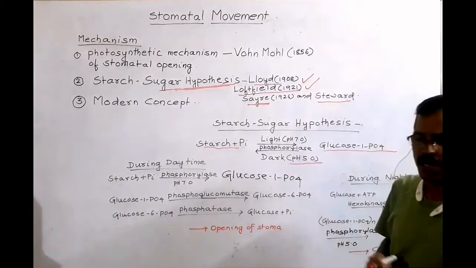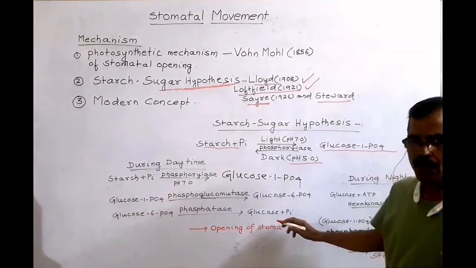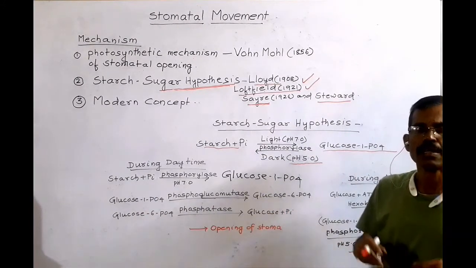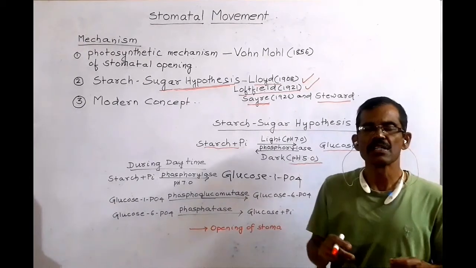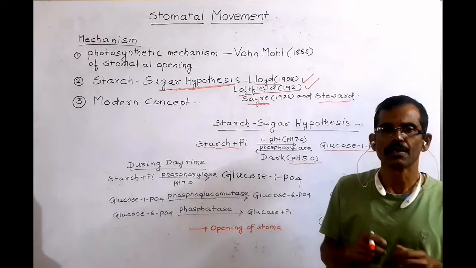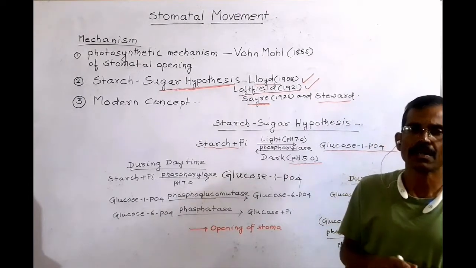The scheme of Sayre was criticized by Stewart. According to Stewart, unless the glucose 1-phosphate is broken down into glucose and inorganic phosphate, no appreciable change in the osmotic potential of guard cells will occur. So he proposed a multi-enzyme system.